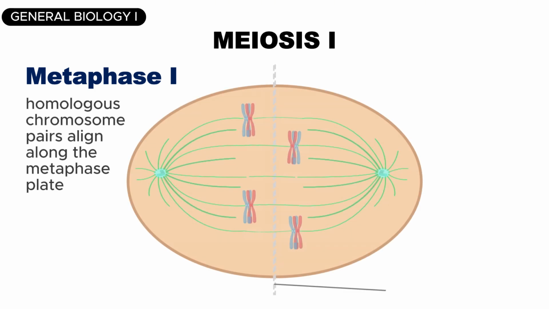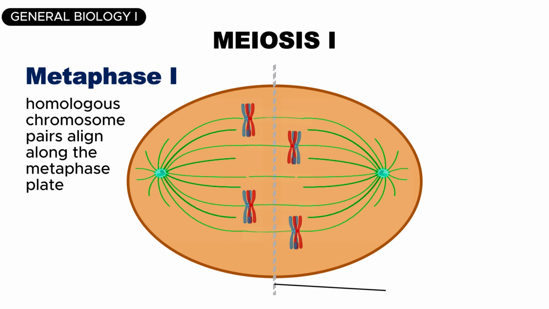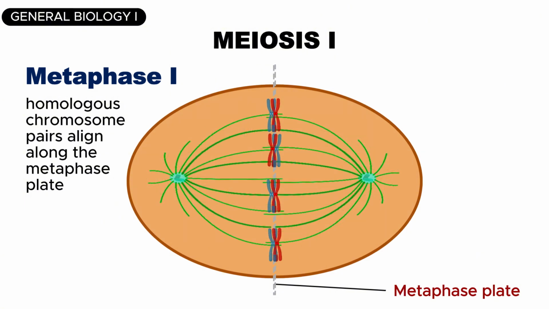Next, we move to metaphase 1, where the homologous chromosome pairs, or tetrads, align along the metaphase plate. Unlike mitosis, where the individual chromosomes align, here the pairs line up side by side. The spindle fibers attach to the centromeres of each homologous chromosome, ensuring that each pair is ready to be separated.